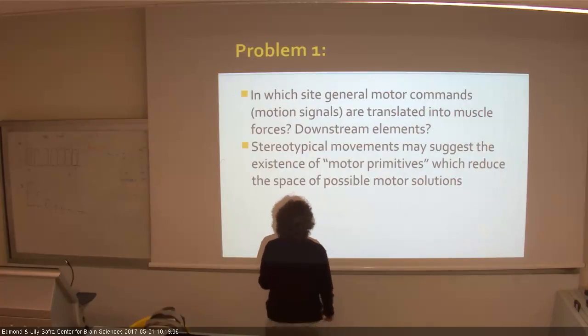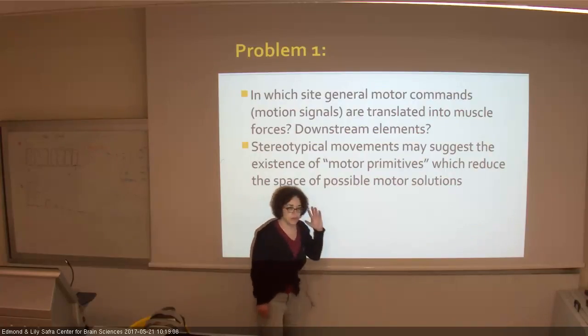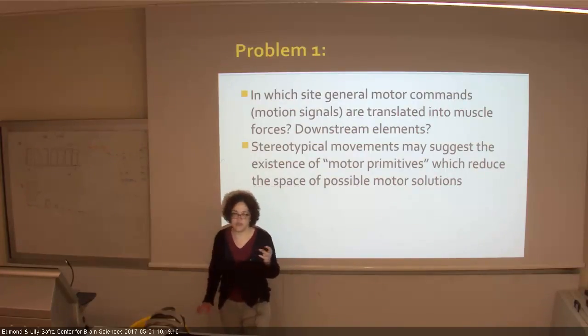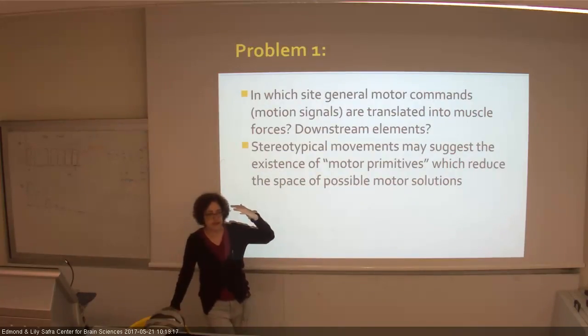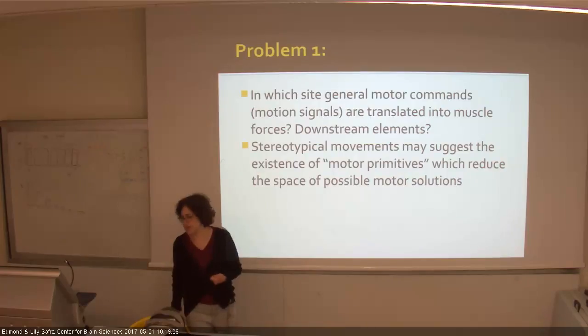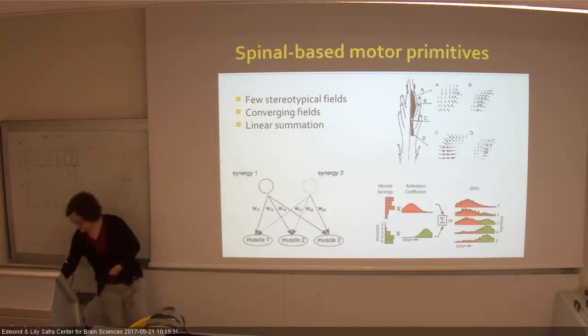And what was suggested, using a different set of experiments, is that we have downstream sets of motor primitives, and these motor primitives are able to receive an abstract motor command and translate it into a specific type of movement. And what do I mean by this?